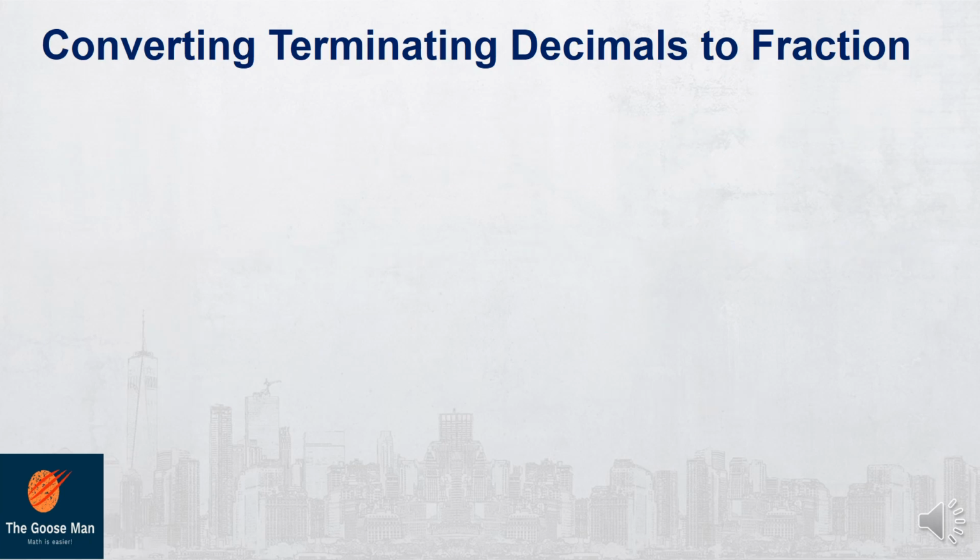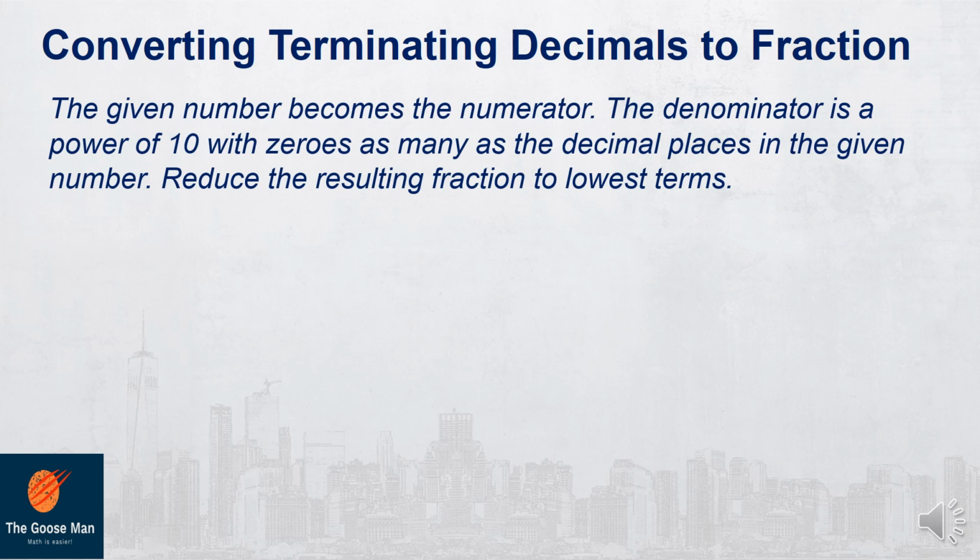Let's move on to converting decimals to fractions. So we have the following steps. So we have the given numbers becomes the numerator. The denominator is the power of 10 with zeros as many as the decimal places in the given number. Reduce the resulting fractions to lowest terms. So let's have example convert 0.46 to fractions.